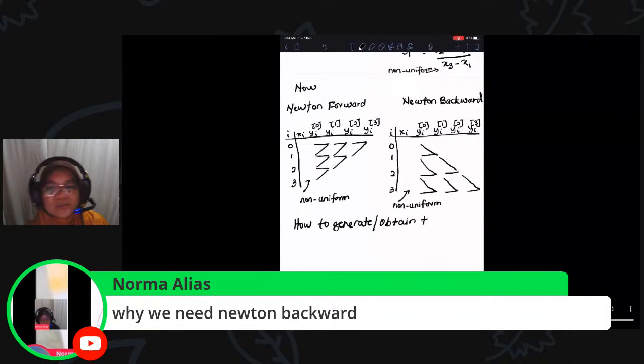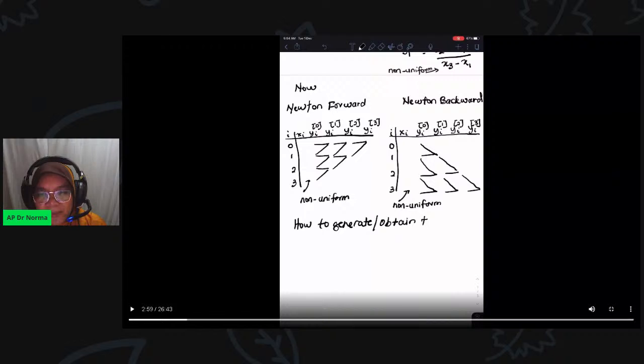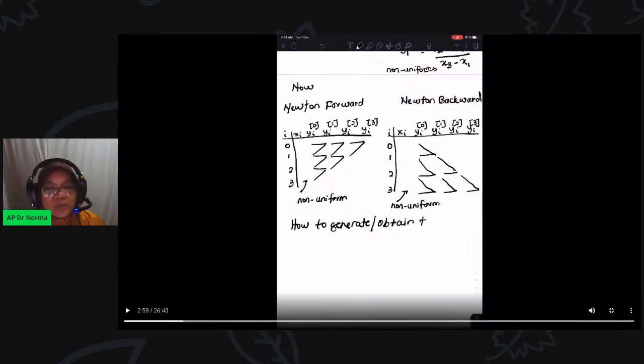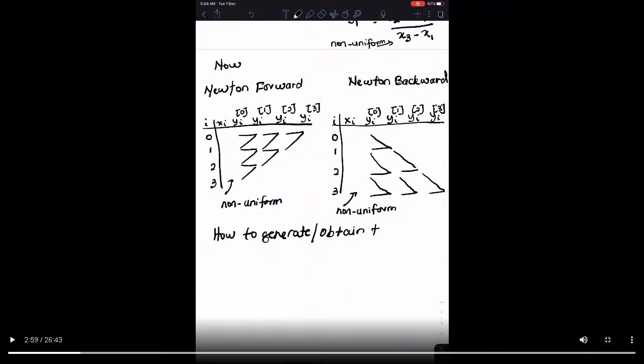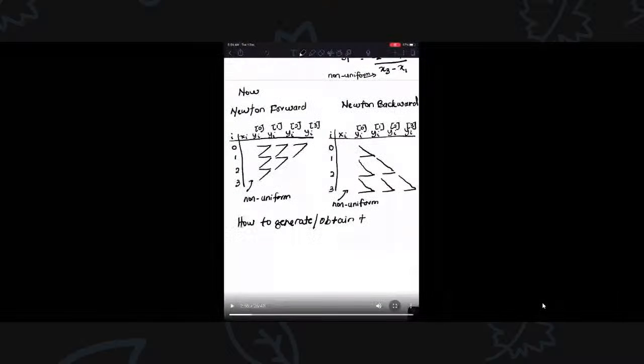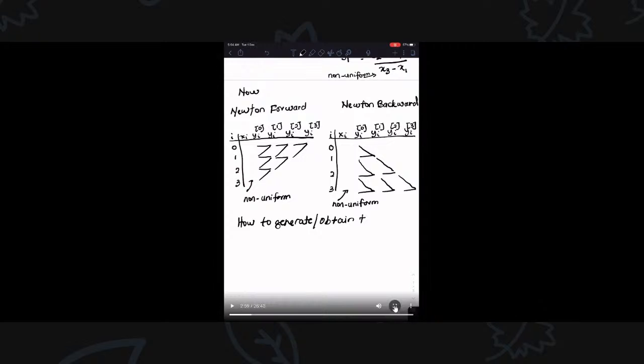Again, I want you to remember when we are going to use x0 with Newton forward and Newton backward. So let's continue.